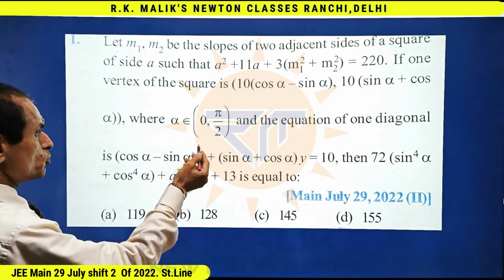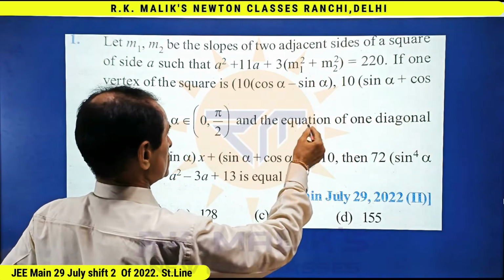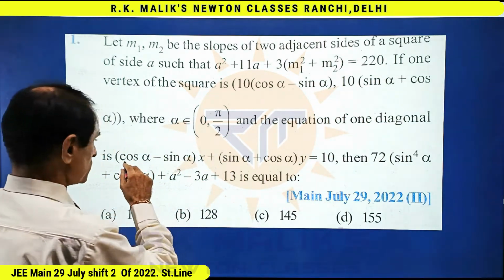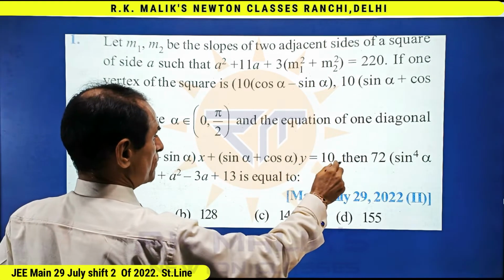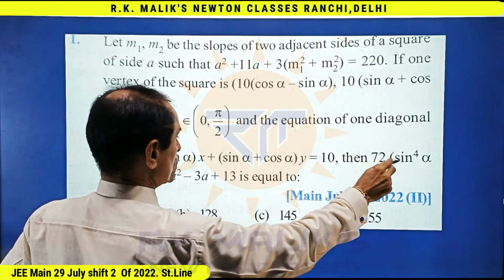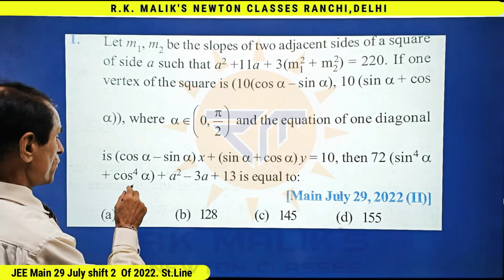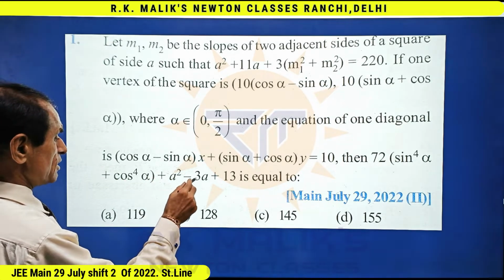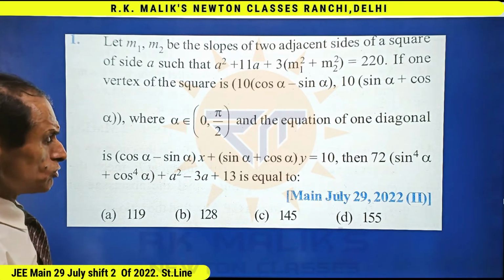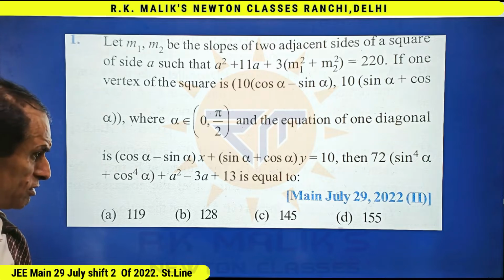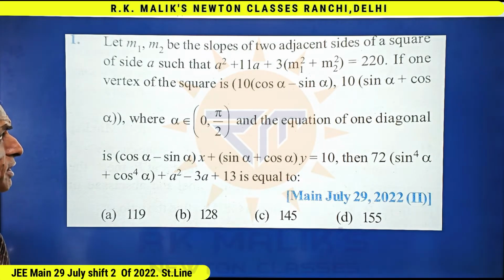where alpha belongs to 0 to pi by 2, and the equation of one of the diagonal is this, then 72 (sin to power 4 alpha plus cos to power 4 alpha plus a square minus 3a plus 13) is equal to, you have to find the correct choice. First of all, let me tell you the meaning of the question.